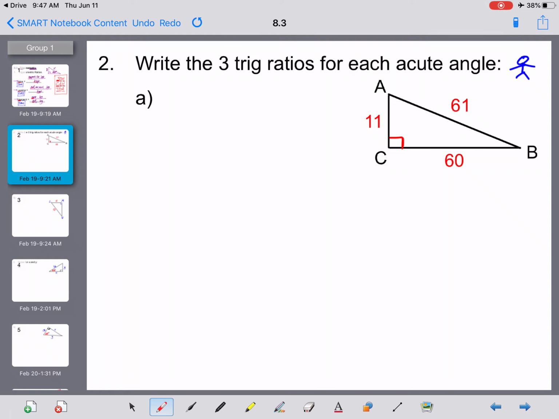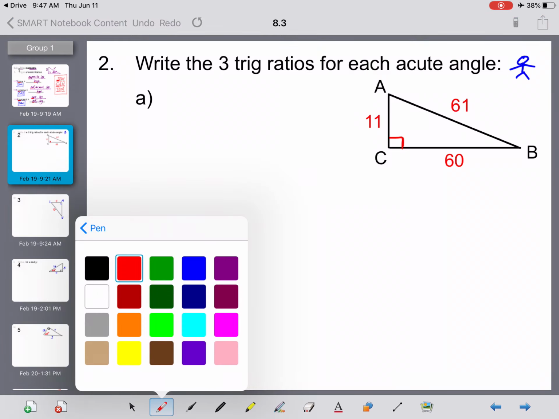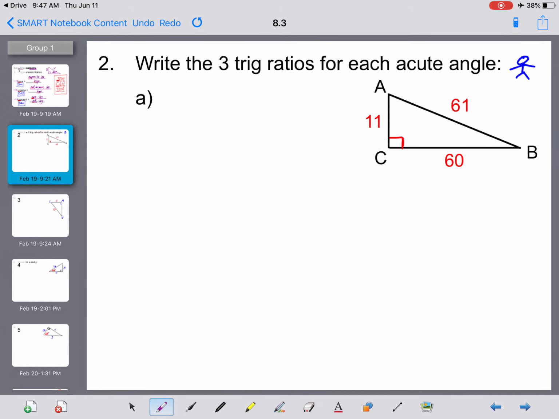Okay. So we're going to do a couple of different things with this. We're still not really using this stuff to solve problems just yet, but for now, let's look at our directions. All we're being asked to do here is to write the 3 trigonometric ratios for each acute angle. So we've got a right triangle here, ABC, with the right angle at C. That means that angle B is an acute angle and angle A is an acute angle. So we're going to try to write out the 3 trigonometric ratios for each of those.